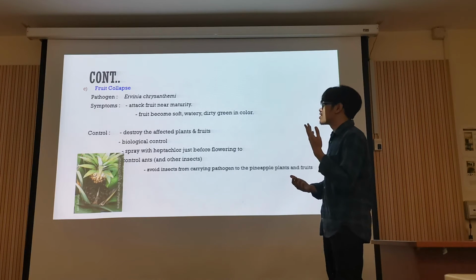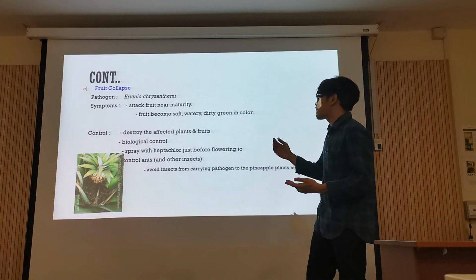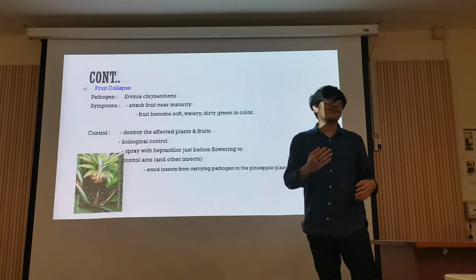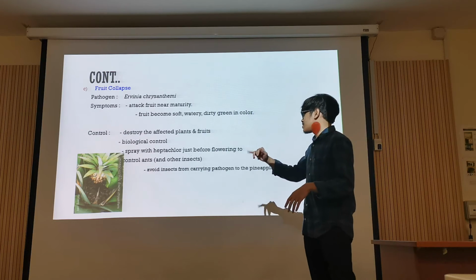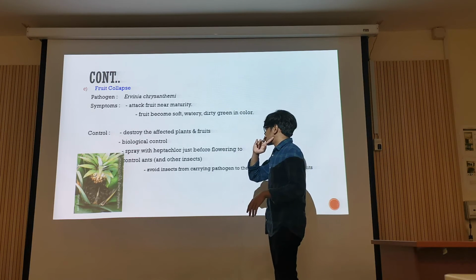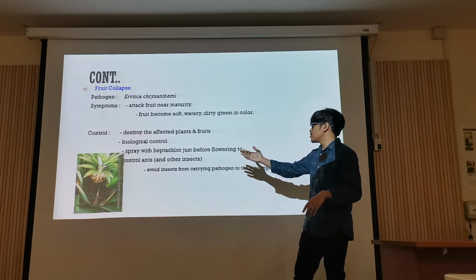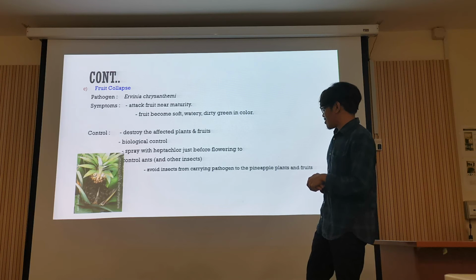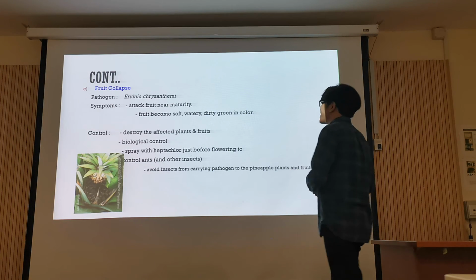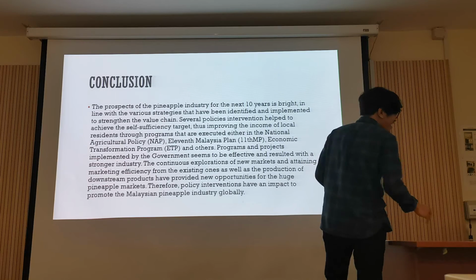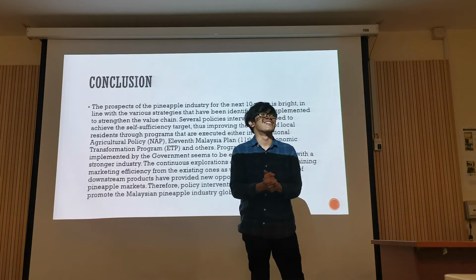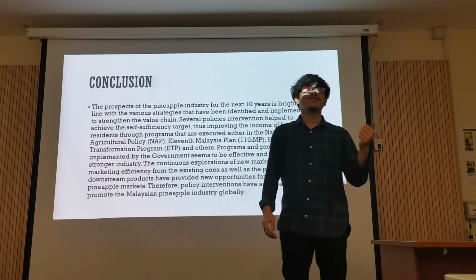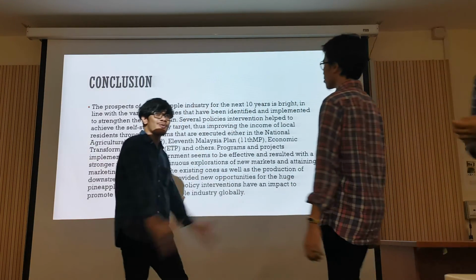And how to control the fruit collapse? By destroying the affected plants and fruits. Biological control can also be used to avoid fruit collapse. The pineapple must be sprayed with head texture before the flowering season. Okay, so we go to the conclusion right now. So I will pass to Mr. Afiq to explain about the conclusion of this whole project.